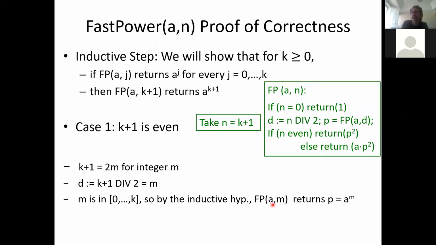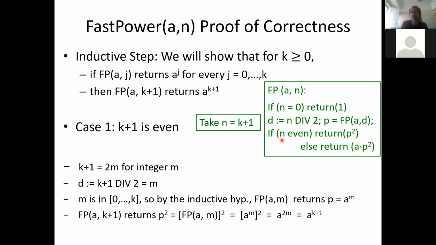So correctly means that the output here was a to the n. You can ask, why don't I use g here? Okay, I could simplify this. I just didn't want to force my values to be related to the variables that are used in the code, okay? But d and m are indeed the same thing. So FP of a, m will return a to the m. That's the inductive hypothesis. So p is going to be a to the m.